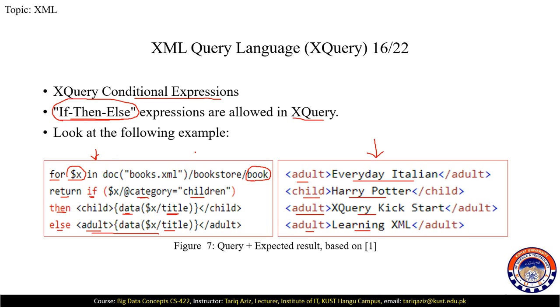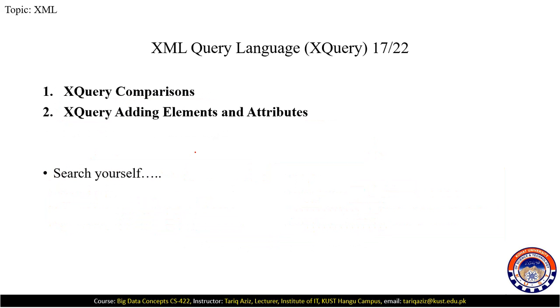Now, dear students, there is an assignment for you, and I already put the assignment on the KCMS. Can we use comparison with XQuery, and can we add elements and attributes by using XQuery? So search this for yourself, and look at the assignment on KCMS, and the submission date also. So it's an assignment for you. Search for these two things.